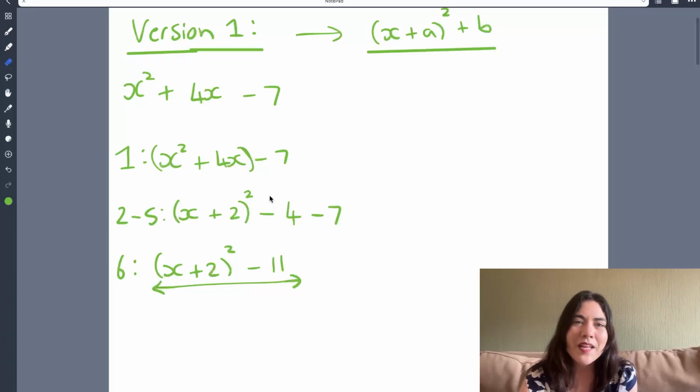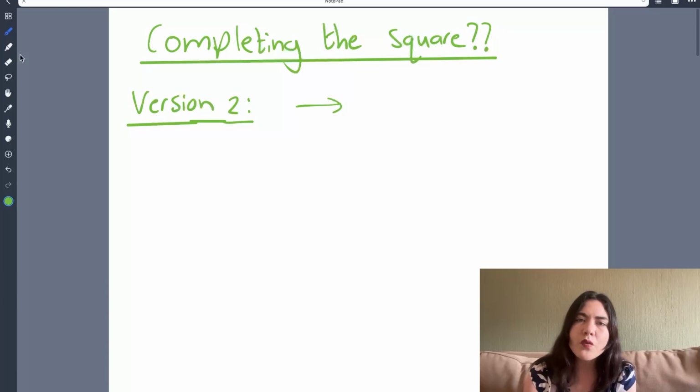All right, let's have a look now at version 2. Version 2 is a little bit more complicated than version 1 because there are some extra steps involved. This is because version 2 comes about if there is a number in front of x squared. Remember we said version 1 is if there's no number in front of x squared, or a equals 1. Now there is a number in front of x squared, so a is greater than 1.